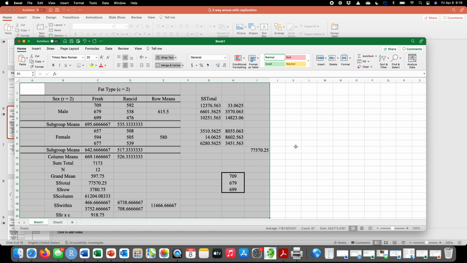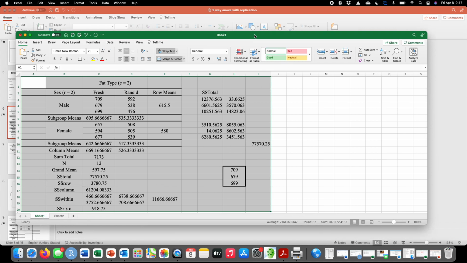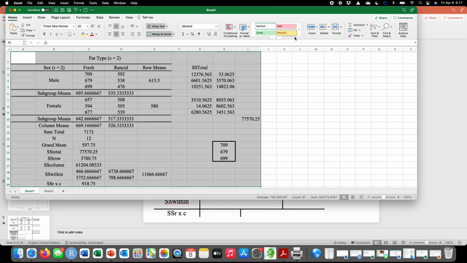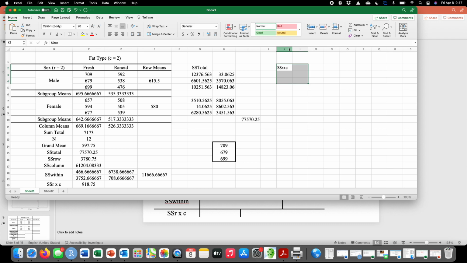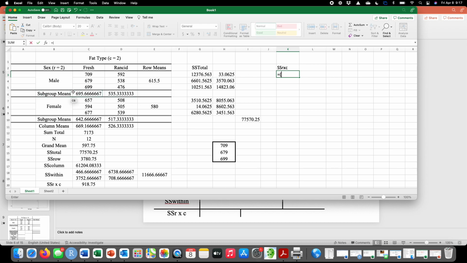So here I did this all in an Excel spreadsheet when I first did this. What I didn't do was the sums of squares of the row by column interaction, but we can do that here pretty quickly. What we're basically doing is taking the subgroup mean minus the row mean minus the column mean plus the grand mean, and squaring that.